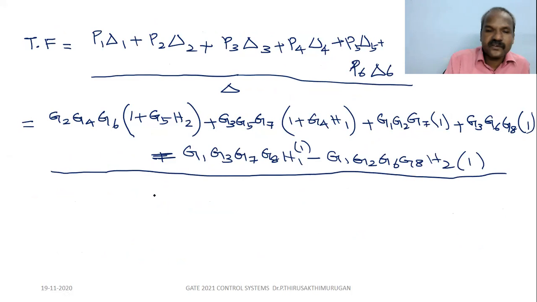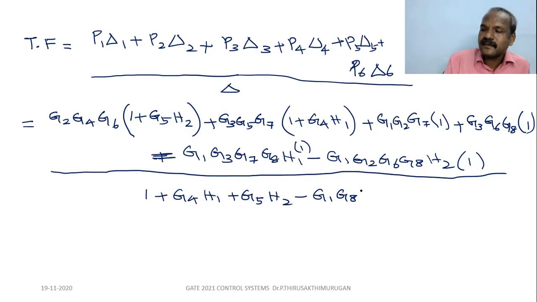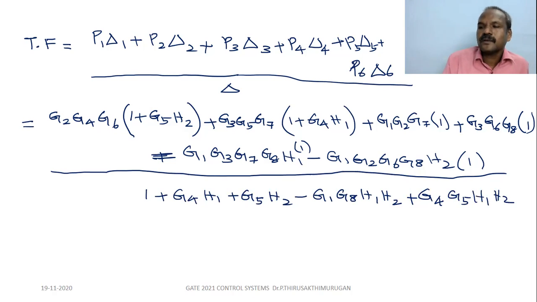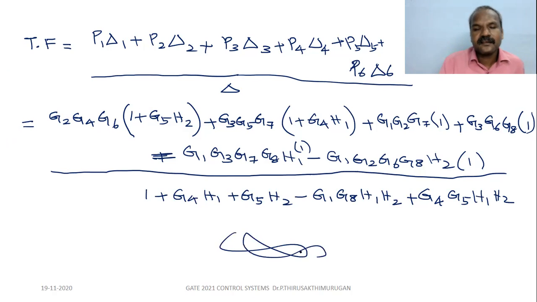delta. So what is whole thing divided by delta? 1 plus G4H1 plus G5H2 minus G1, G8, H1, H2 plus G4, G5, H1, H2. So this is the required transfer function. Understand or not? So this is a very simple procedure.